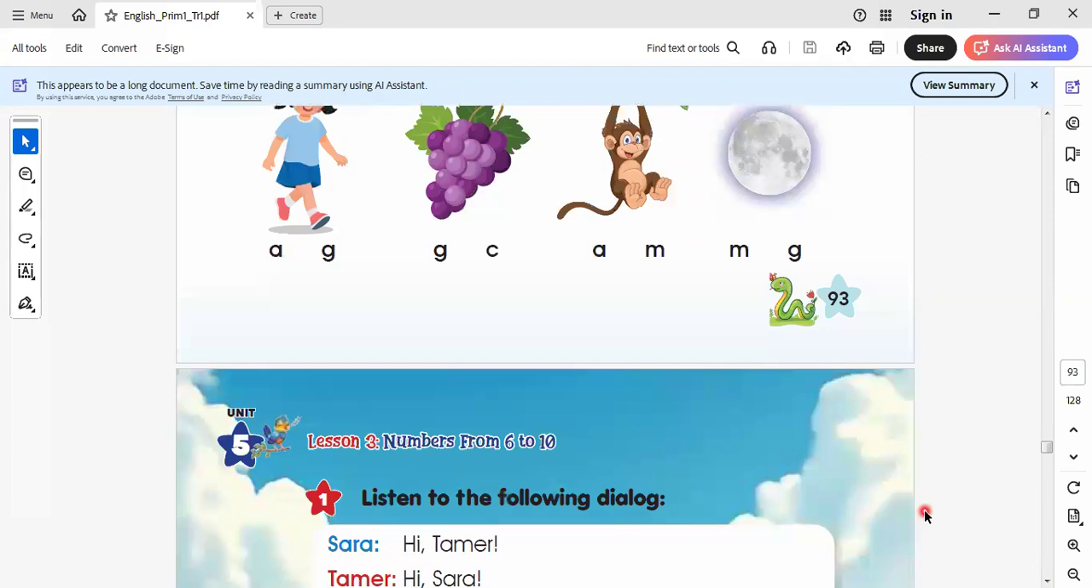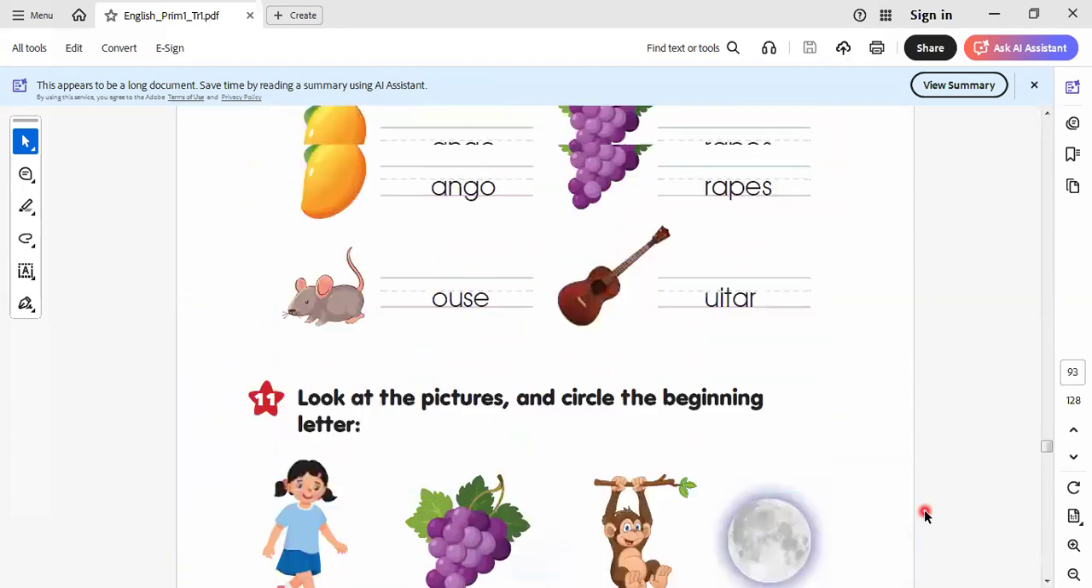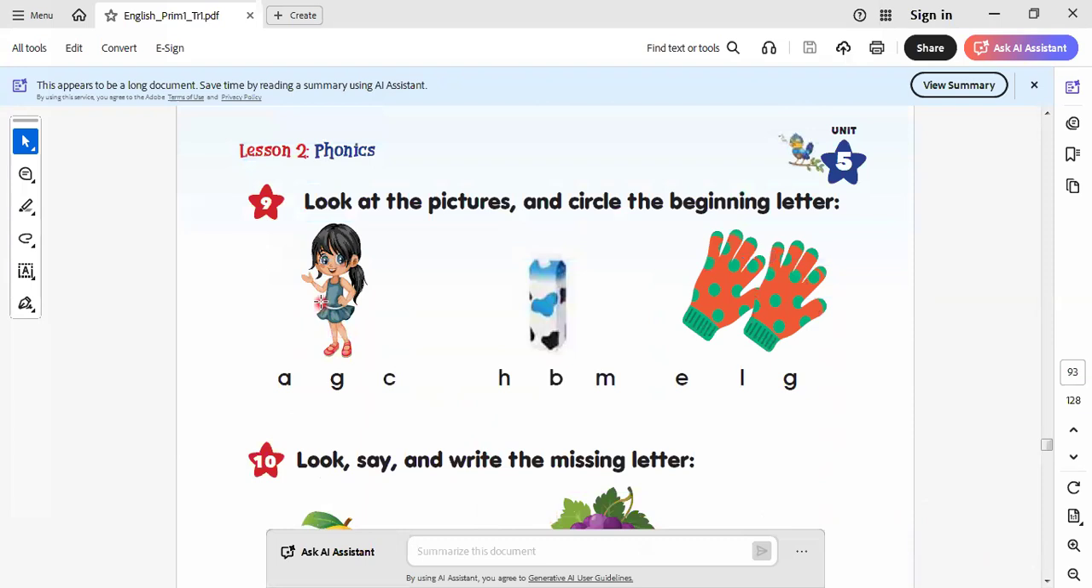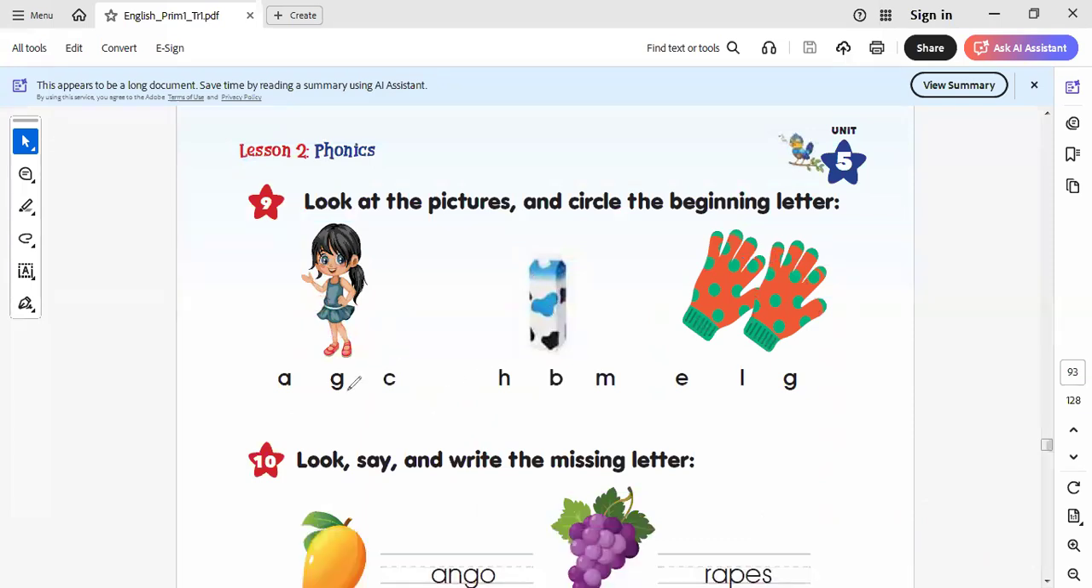Here is the exercise. In this exercise we want to circle the first letter of the word in front of us. Here is girl, so I make a circle on G. Here is milk, started by letter M. Here is gloves, started by letter G.